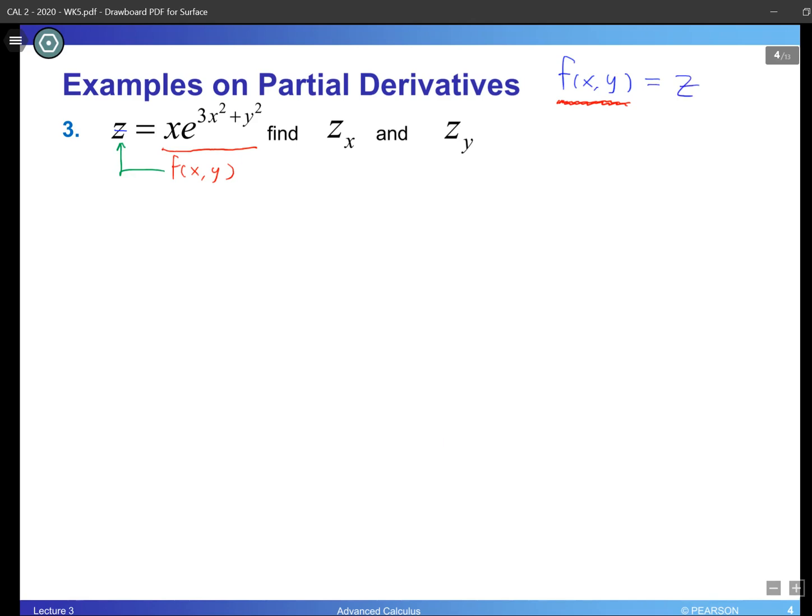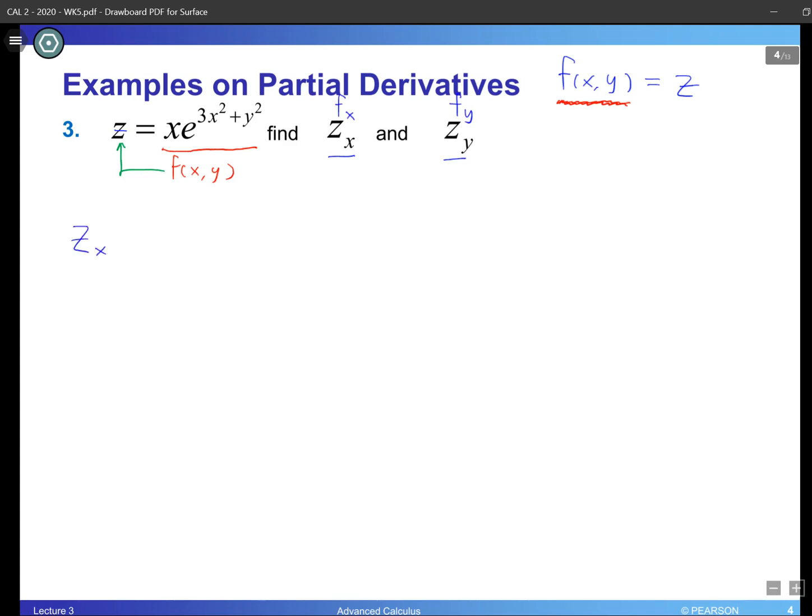Okay, now let's take a look at what we need to find in this example. The first one that we need to find is the first order partial derivative of z with respect to x, which is going to mean the same thing as f with respect to x. And also we need to do that with respect to y as well, and same with f with the subscript of y. Now let's start with the first one, z with respect to x.